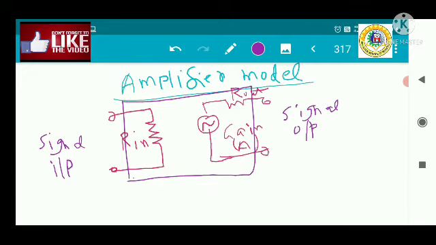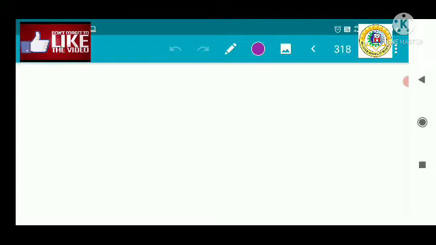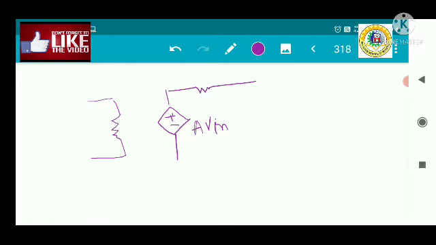This is a simple amplifier model, which can be represented in the case of the BJT. Now how can this happen in case of the BJT? Suppose this is your input resistance and this is your gain. As it is an amplifier, the gain is represented by A into V in, a dependent voltage source, and this is the output resistance. This is R out, this is your R in.